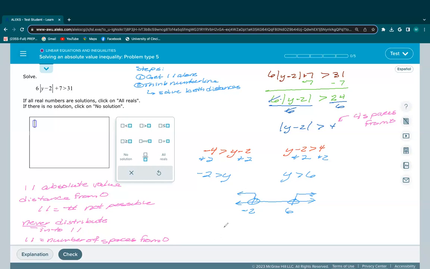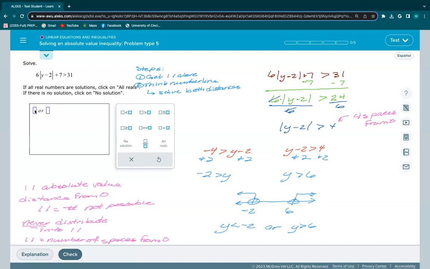So we would write y is less than, because we like less thans more than greater thans, -2, or y is greater than 6. So because my graph has that gap in it, that is the or. If it was between the two, if shading with that, then it would be an and. So we're going to type this in. We're going to have an or. The first one is y is less than -2.